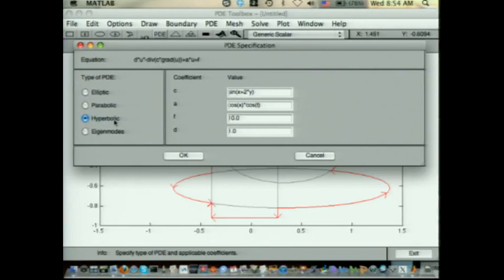Okay? All right. And then eigenmodes. There's no f, there's just a lambda d u. So pretty complicated eigenvalue problems you can solve. In fact, I could go back to this problem here. Let me go back. Let me close this for a minute. Oh, go back to elliptic. Take this off.